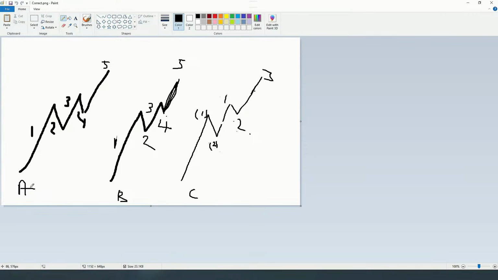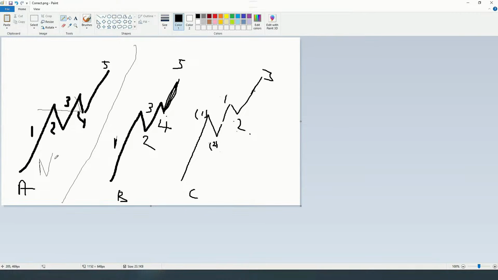Okay. Let's look at wave A. Is it correct the way it's drawn? It's got 1, 2, 3, 4, 5. It's motive. It has corrective waves. Is that a proper wave count? I'll give you the answer. It's no. Why? Remember, wave 4 cannot overlap wave 1. Where did wave 4 go? Into wave 1. Okay, so this is no.